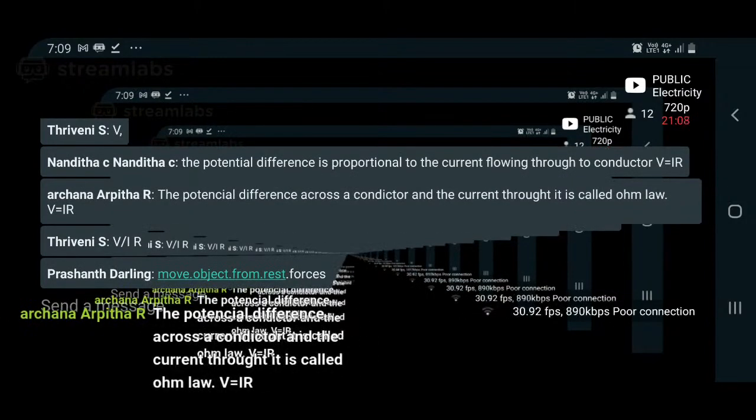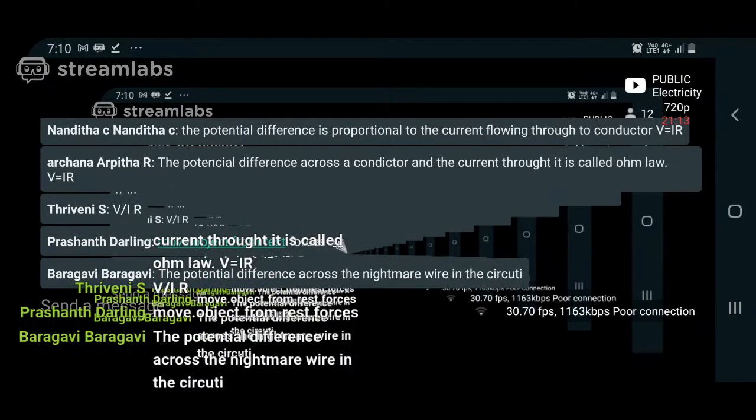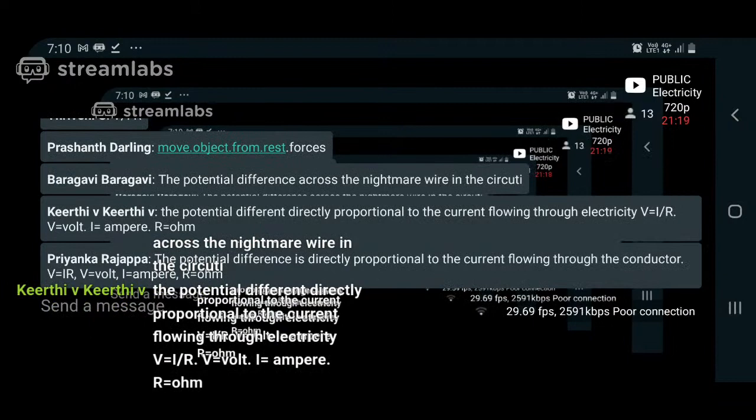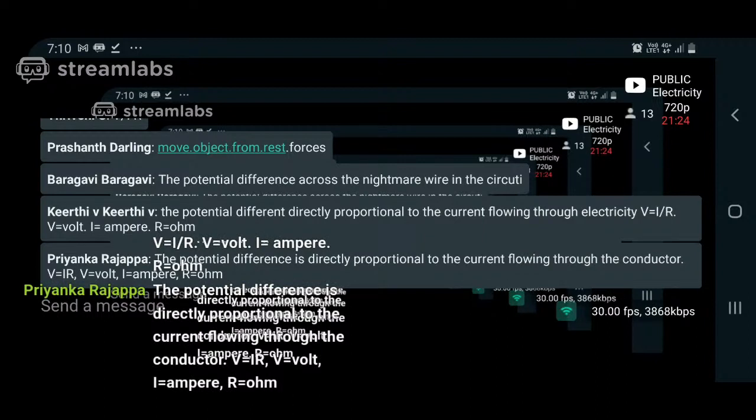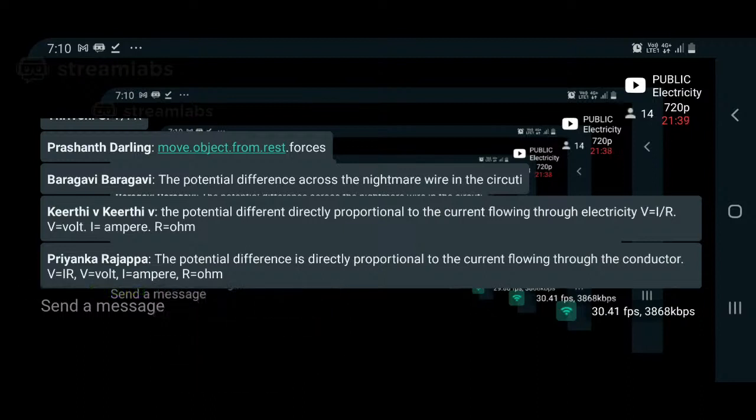Yeah, Nandita, it's correct. But before proportional, you can say directly proportional. Absolutely correct, Priyanka. Now all of you look at Priyanka's answer. Now definition, formula and the SI units, everything is there in a single statement. And even Kirti, before Priyanka, Kirti has answered completely. Very good, Kirti.